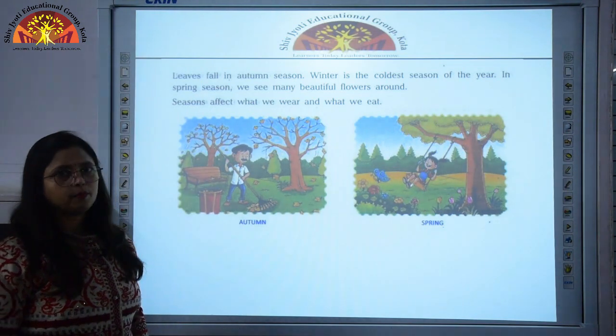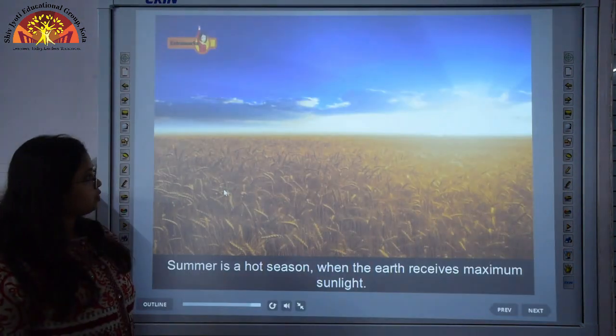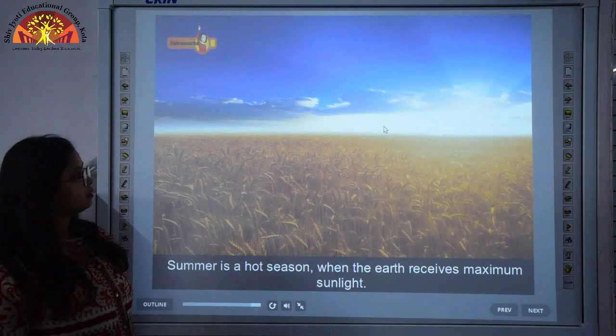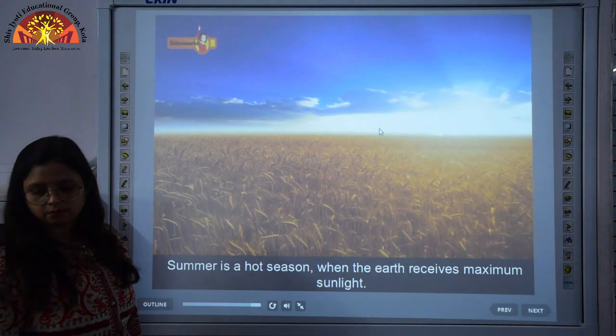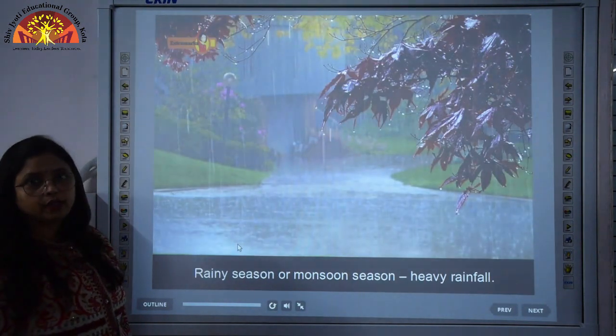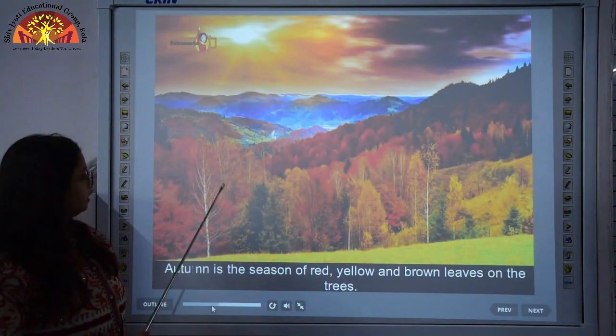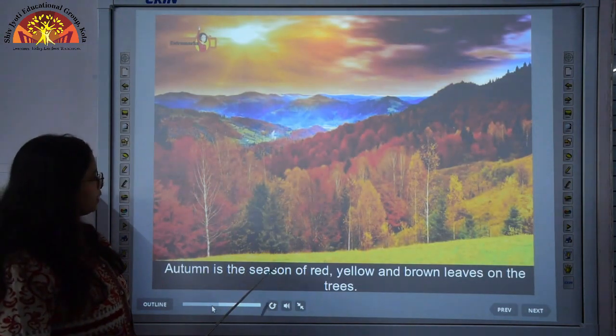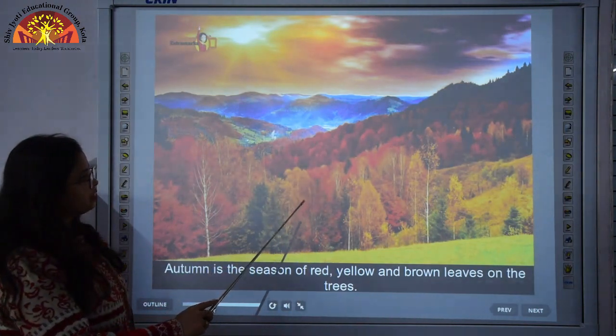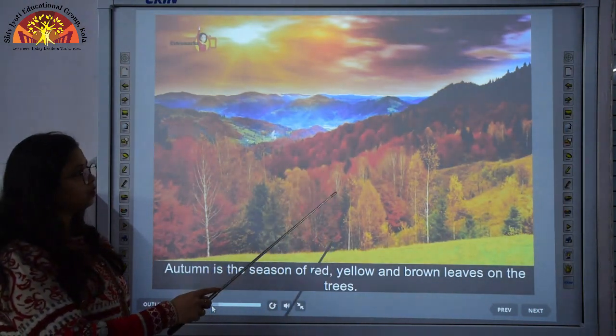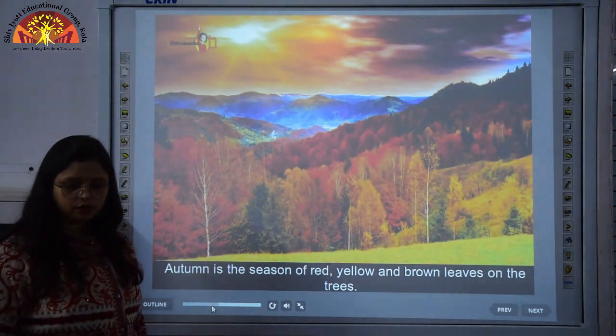So let me show you some of the seasons now. So see children, what type of season is it? It is a summer season. Now this is rainy season. So children, here it is autumn season because the leaves of the trees have become yellow and brown, because in autumn season leaves fall down.